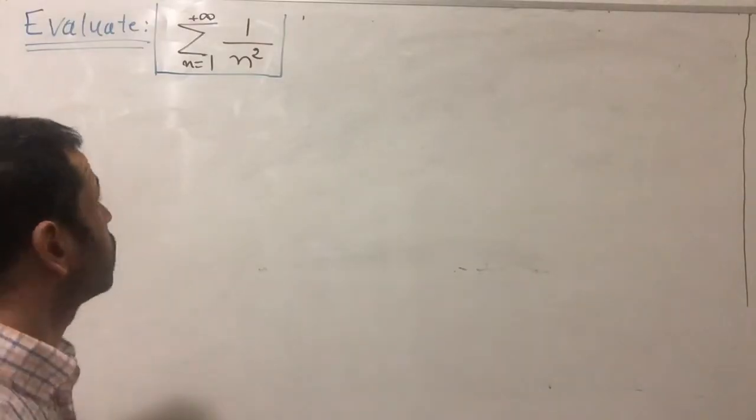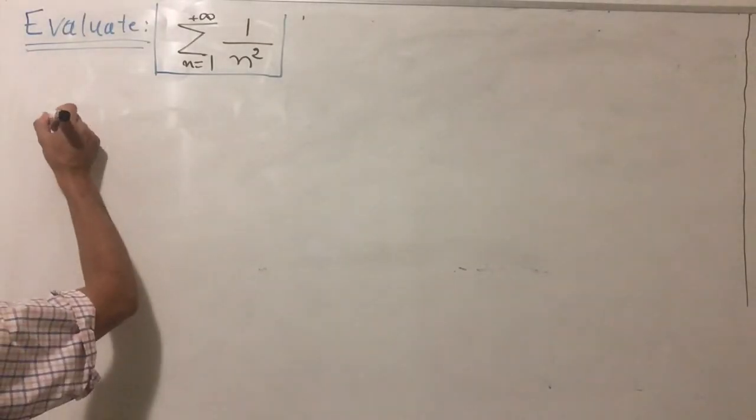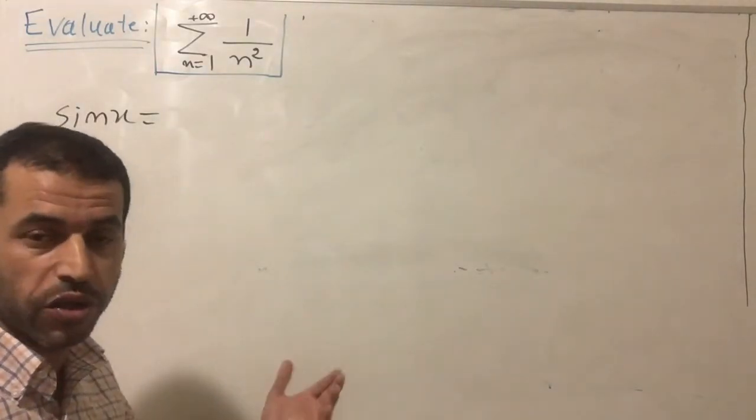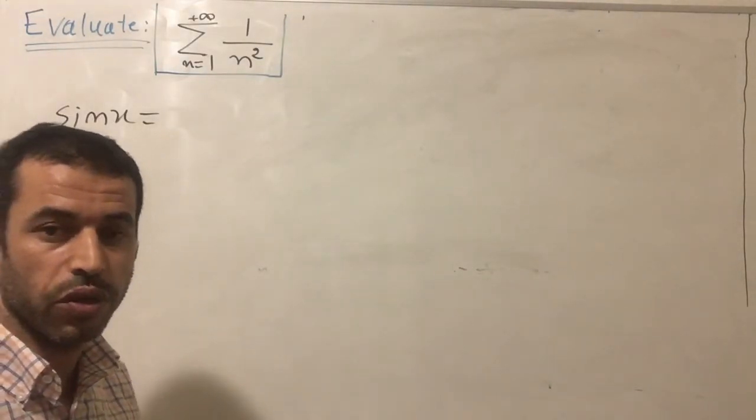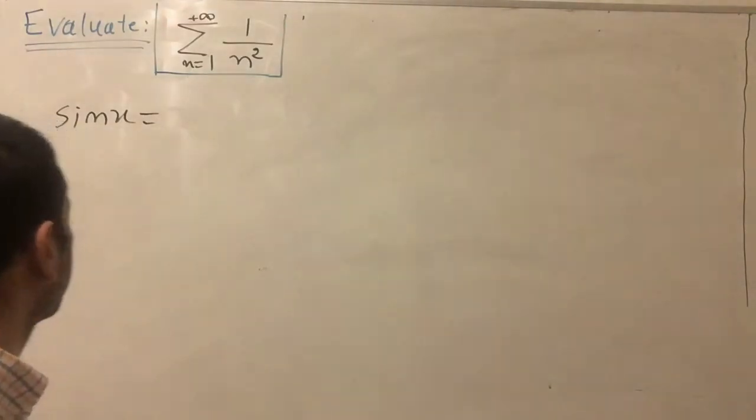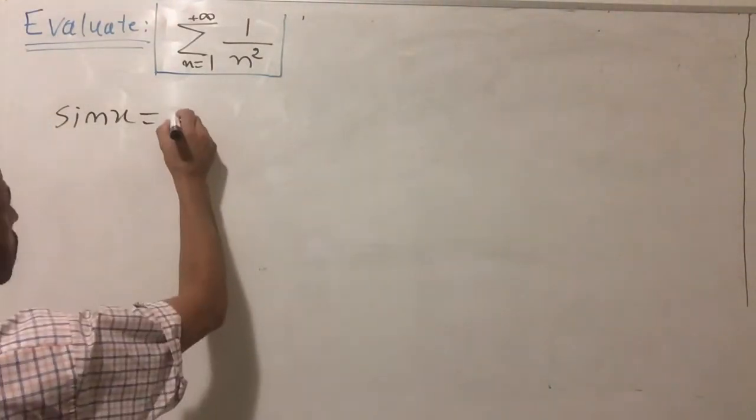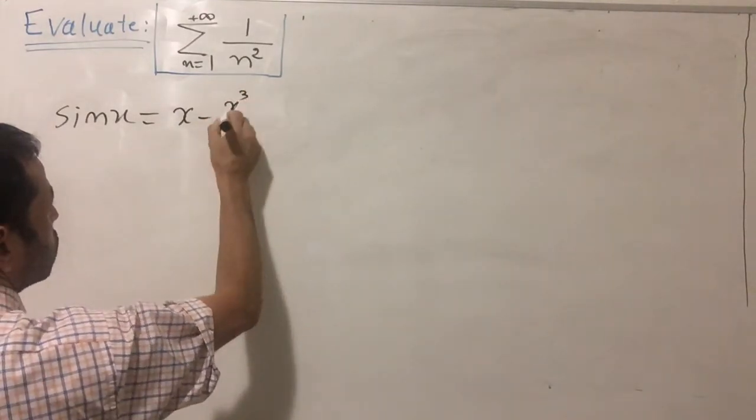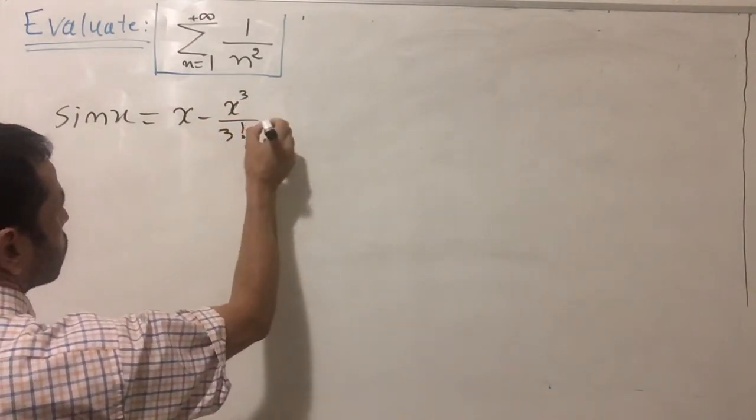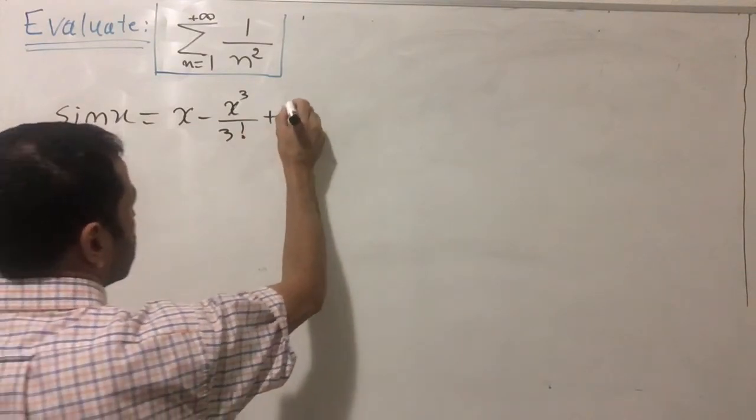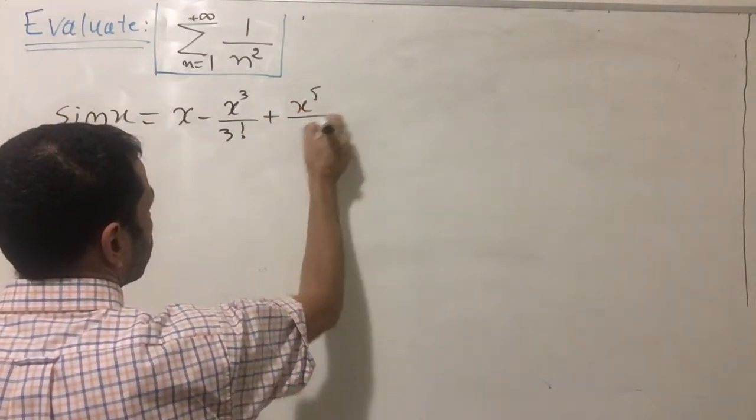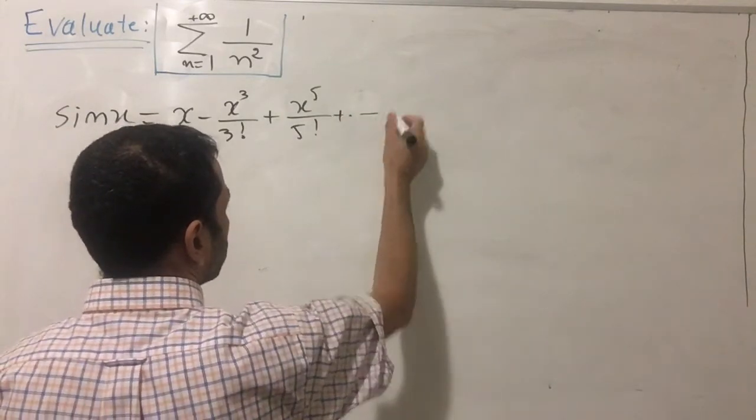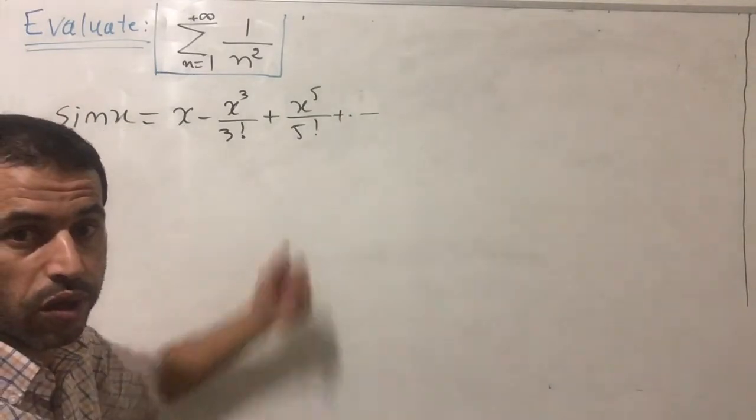So now, as you know, we have f of x set. If you want to know about the Euler series, just go to the previous video. You will see all the details. So we have sine x equal to x minus x cubed over 3 factorial, plus x to the 5 over 5 factorial plus and so on and all the way down. It's called the Maclaurin series or Euler series, okay?